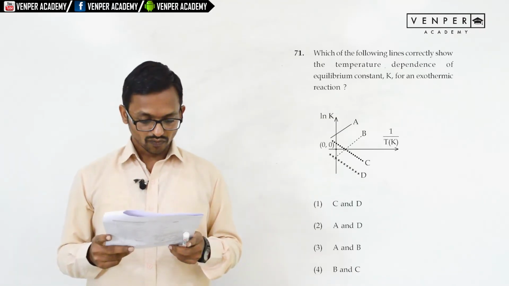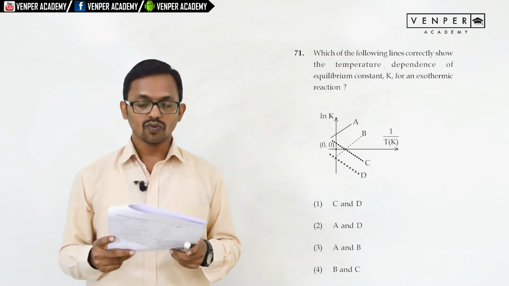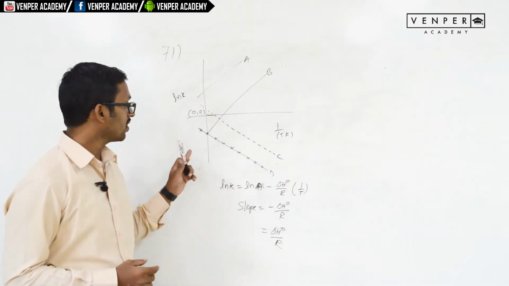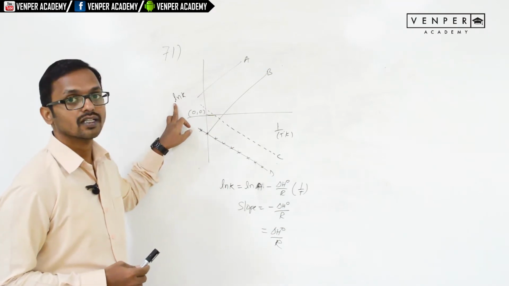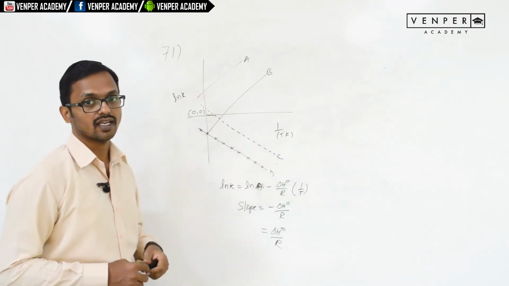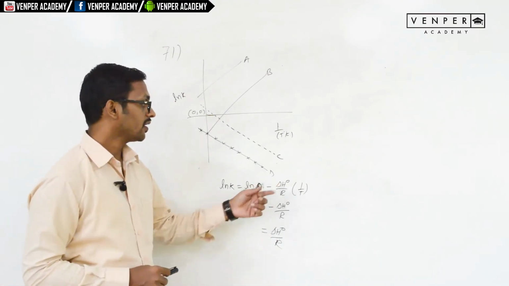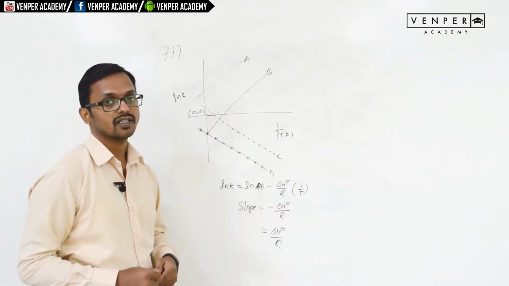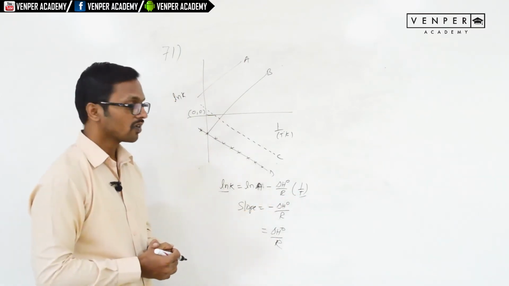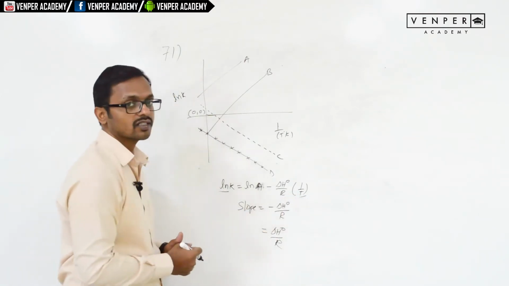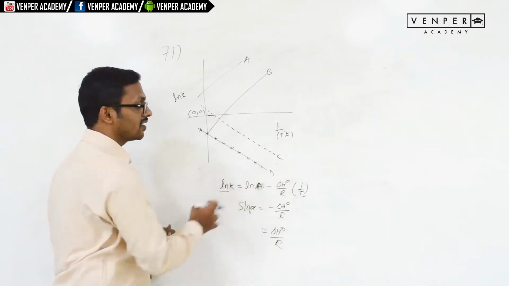Question number 71. Which of the following lines correctly show the temperature dependence of equilibrium constant K for an exothermic reaction? This is the given graphical representation, and here the graphs are ln K versus 1 by T in kelvin. As we know, ln K is equal to ln A minus delta H naught by R in bracket 1 by T. Here the graph is this one and this one. So here we are getting the slope is minus delta H naught by R. So this is the negative slope. The answer should be C or D.